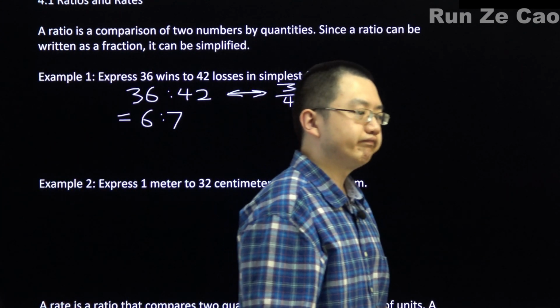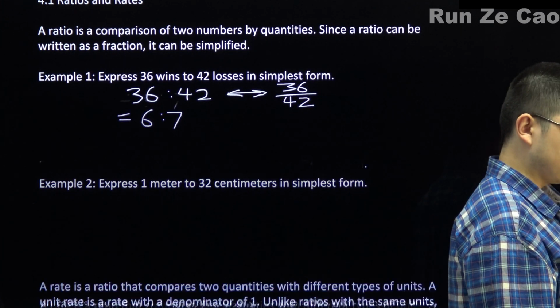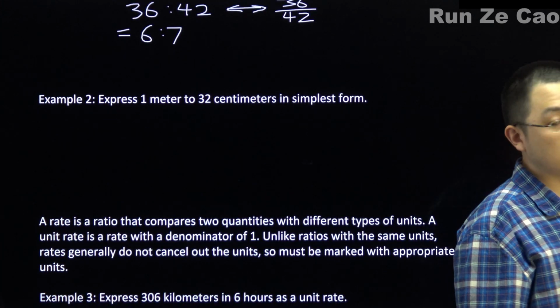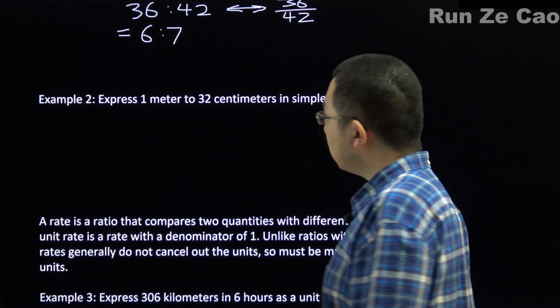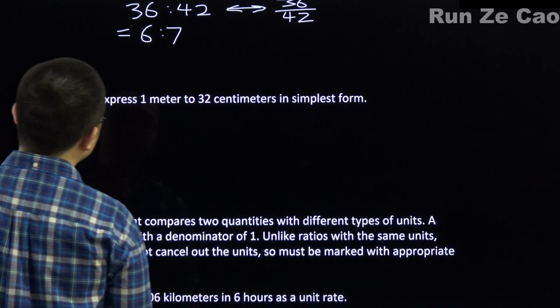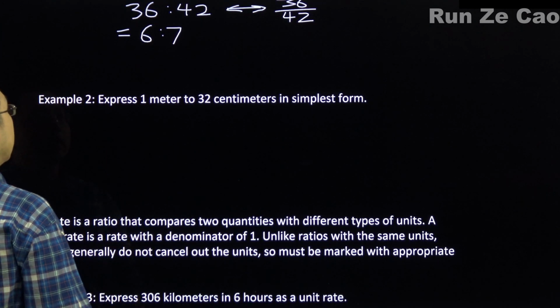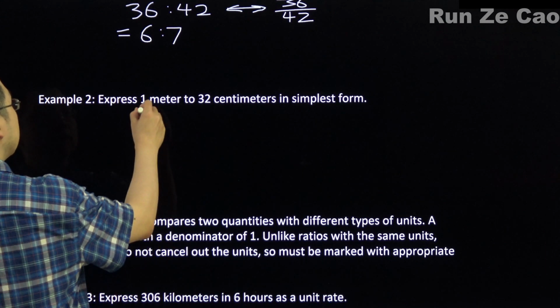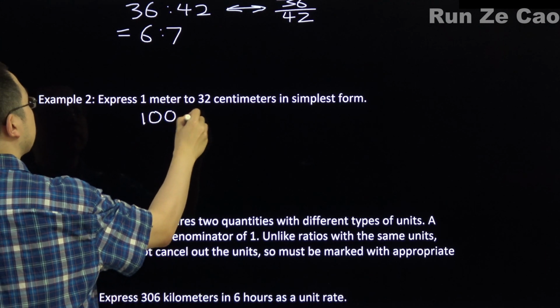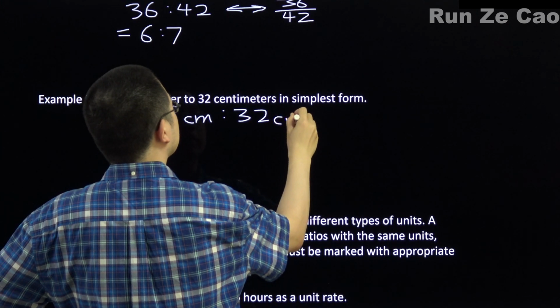So those units would cancel out. You could say their win to loss ratio was 6 to 7, though. That's fine. Okay, so let's express 1 meter to 32 centimeters in simplest form. Well, 1 meter is 100 centimeters to 32 centimeters.